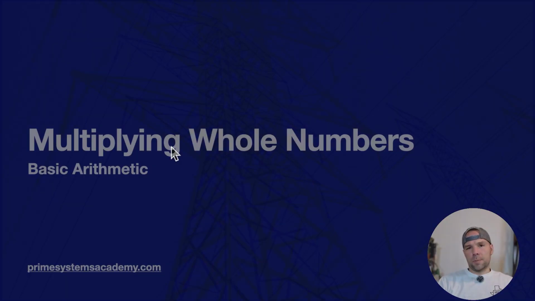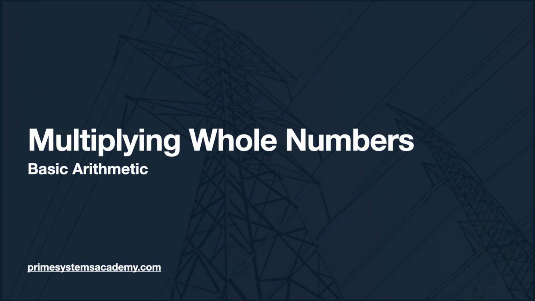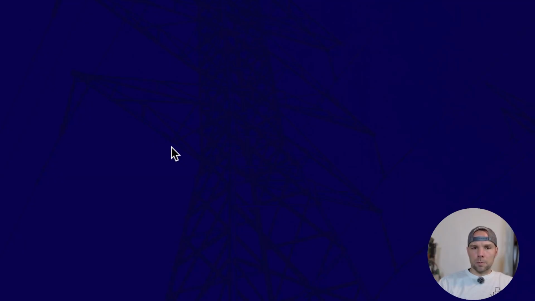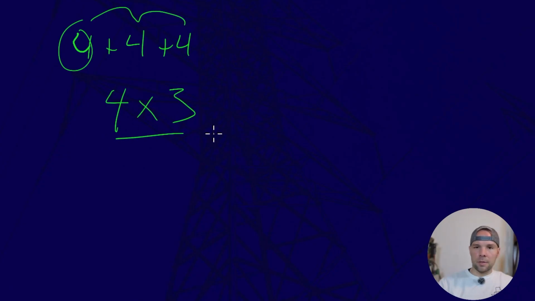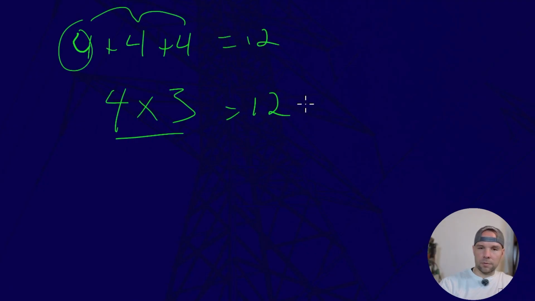All right, so for multiplying whole numbers, multiplication is like adding a number multiple times. So for example, instead of adding 4 plus 4 plus 4, we can say we're just taking the 4 and we're doing it 3 times. So times 3. So you get the same thing. So this is going to be 12, and this is also going to be 12. So it's just adding numbers multiple times.